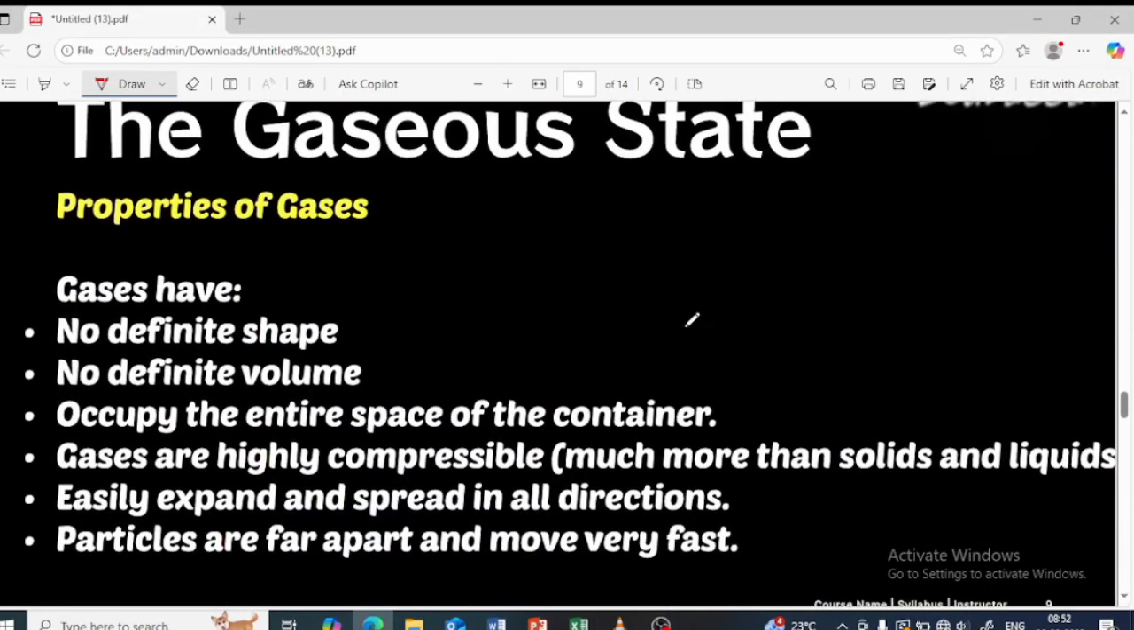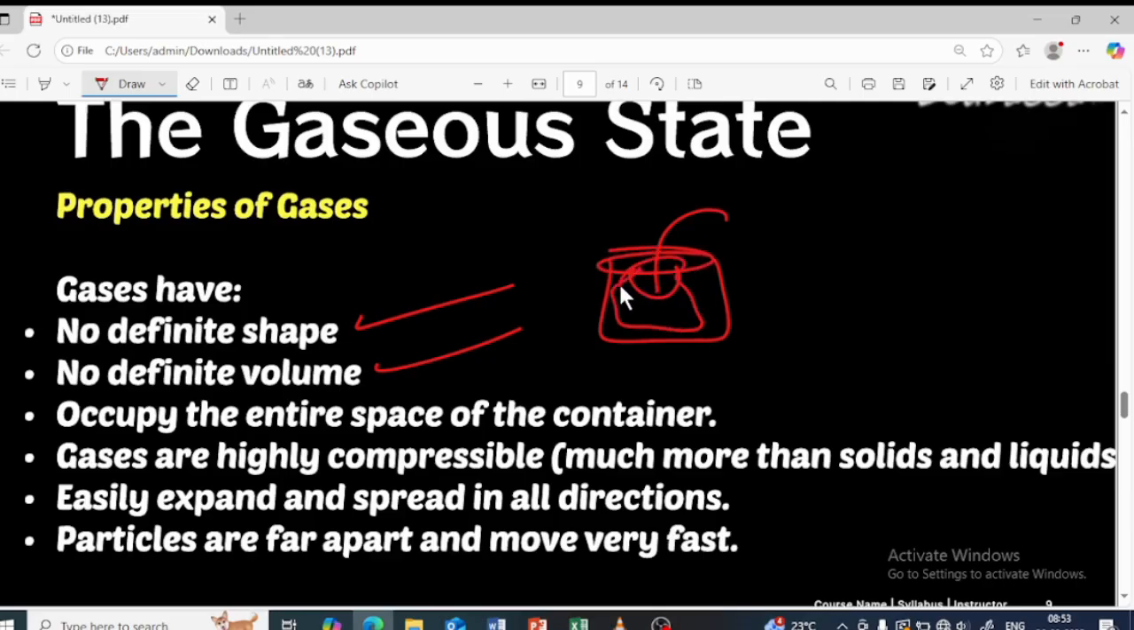So next is about the gaseous state. Talking about the properties of gas, it is unlike solid and liquid. It has no definite shape and no definite volume. It will take up the entire space and it can be compressed. It can be filled in the container, and it takes up the entire space of the container. There is no definite volume for it. Why? Because here the particles are very loosely arranged like this.